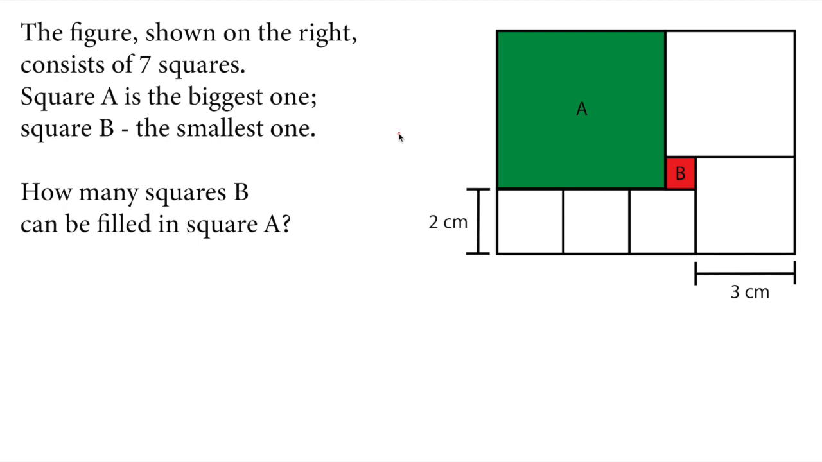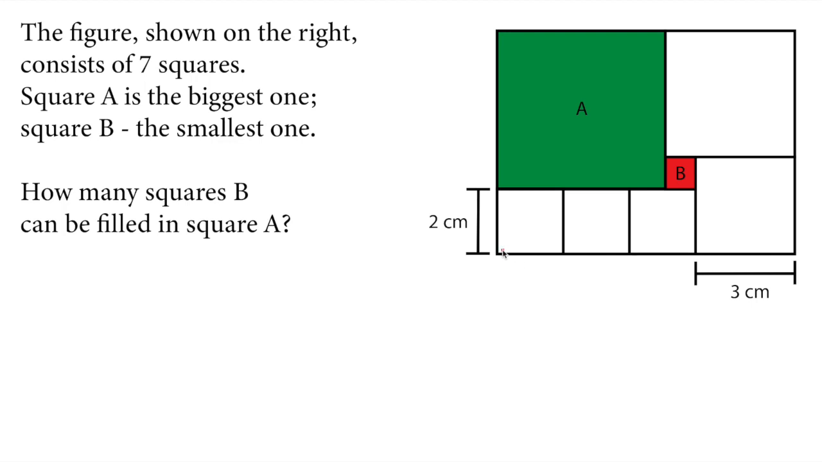Let's read the question. The figure shown on the right consists of 7 squares. Square A is the biggest one, square B is the smallest one. How many squares B can be filled in square A? So how many square B fit into square A is our question. This is a ratio question, so we can divide them by each other.